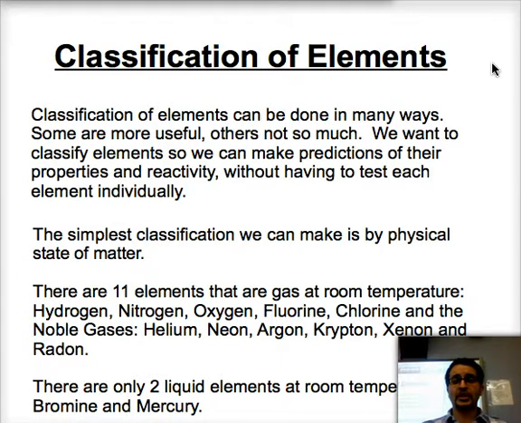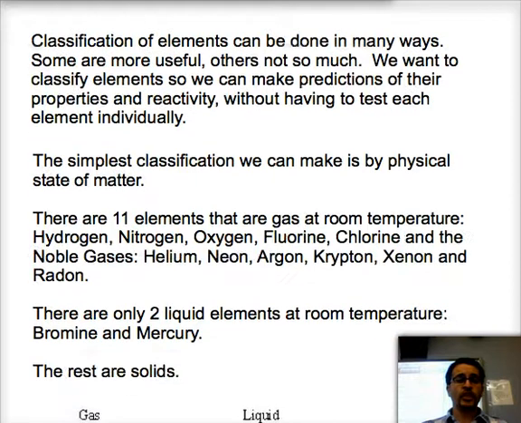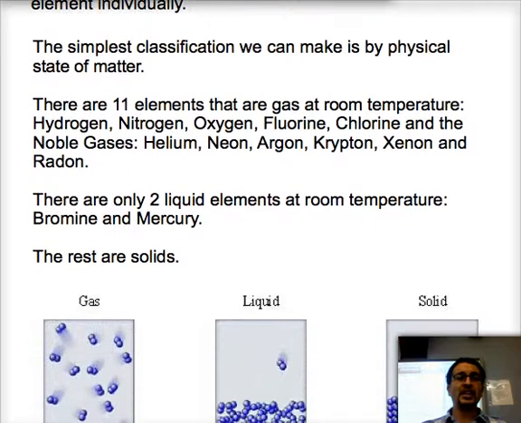Why? Well, let's see. To begin with, there are 11 elements that are gas: hydrogen, nitrogen, oxygen, fluorine, chlorine, and all of the noble gases: helium, neon, argon, krypton, xenon, and radon. Alright, there are only 2 elements that are liquid at room temperature: mercury and bromine. All the rest are solid. So as you may imagine, 13 against basically 100 other elements, not great for classifying and getting us to predict some properties.